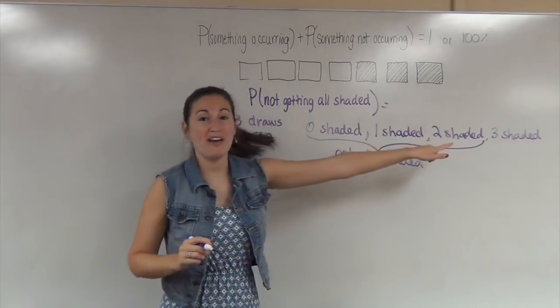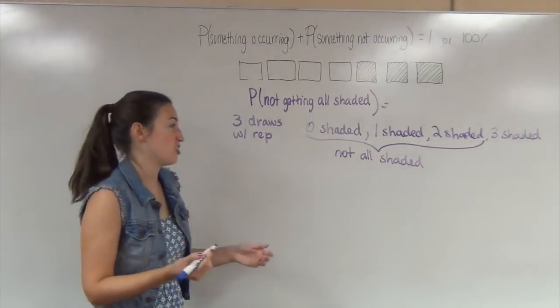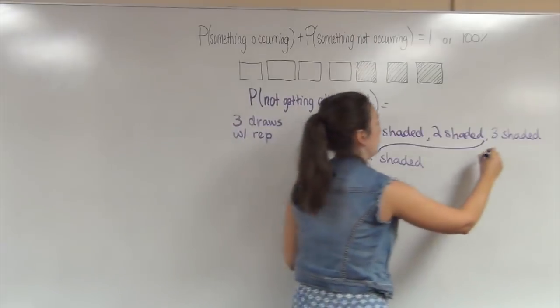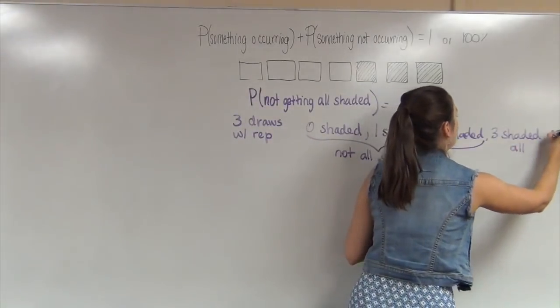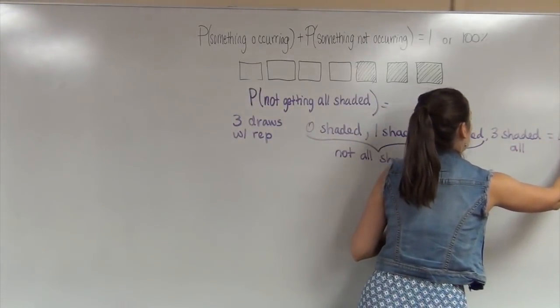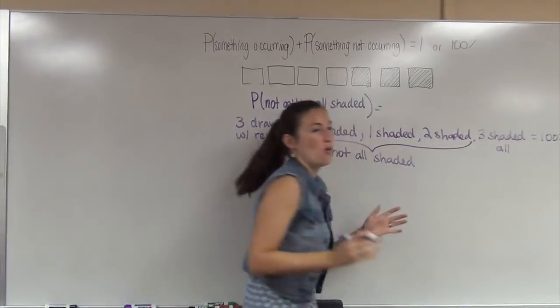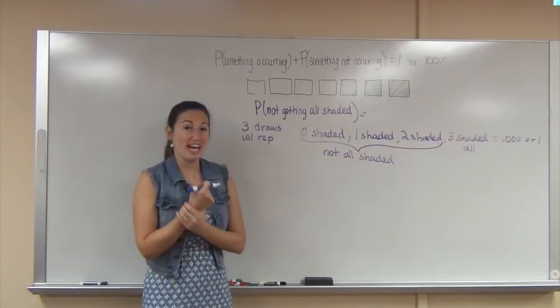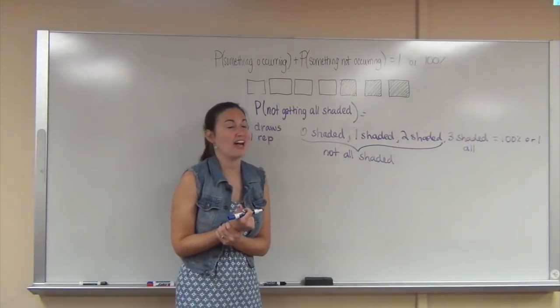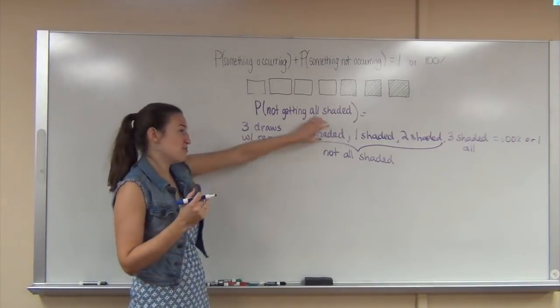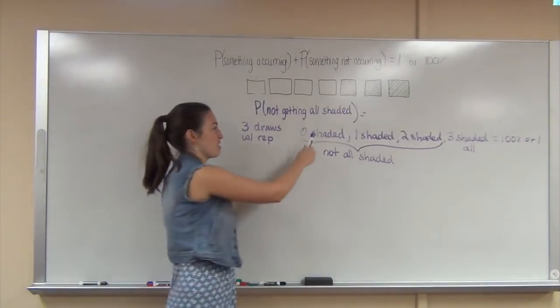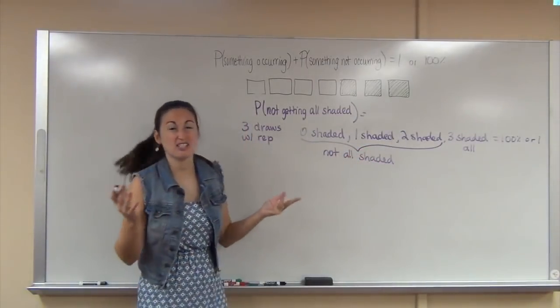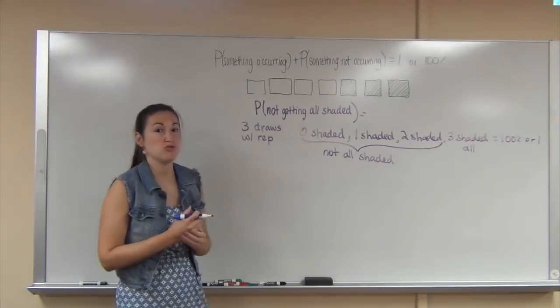And then the only one we're left with at the end is getting all 3 shaded. So not all plus all gives me 100%, or 1. So we can see not all and all are complements, right? Just like at least 1 and none are complements. And if we wanted to calculate not all directly, again, we'd have to calculate 3 different probabilities. It gets confusing, especially the more times you draw.